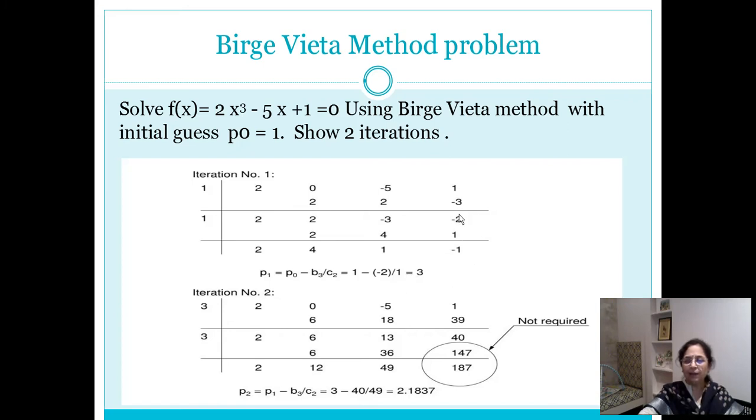We require Bn and Cn minus 1. So you can see P1 equal to P0 minus Bn, which is B3 here, divided by C2, which is Cn minus 1. So original value was 1 minus B3, which is minus 2, divided by 1. So minus minus 1, new value of P becomes 3. Now this should be replaced in P0, and so the second iteration is continued here with the same a coefficients.